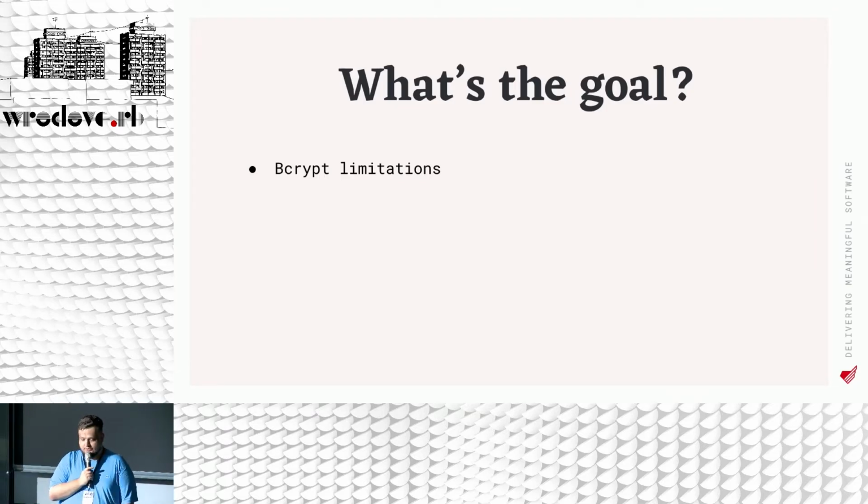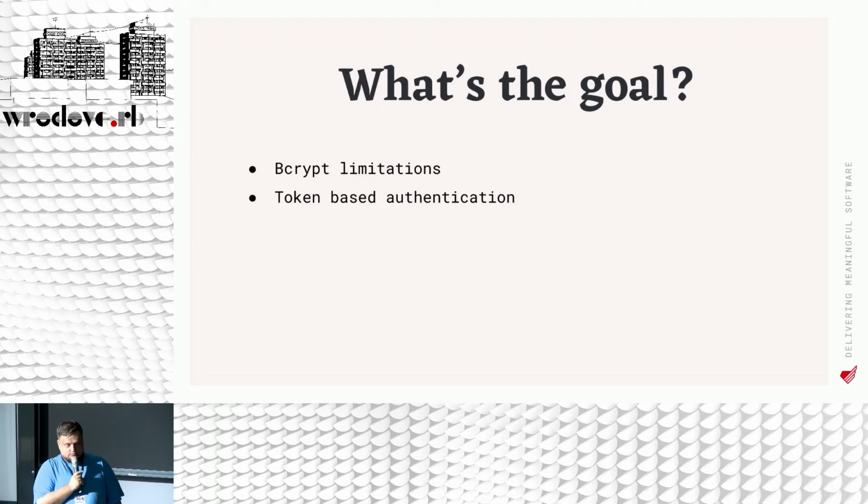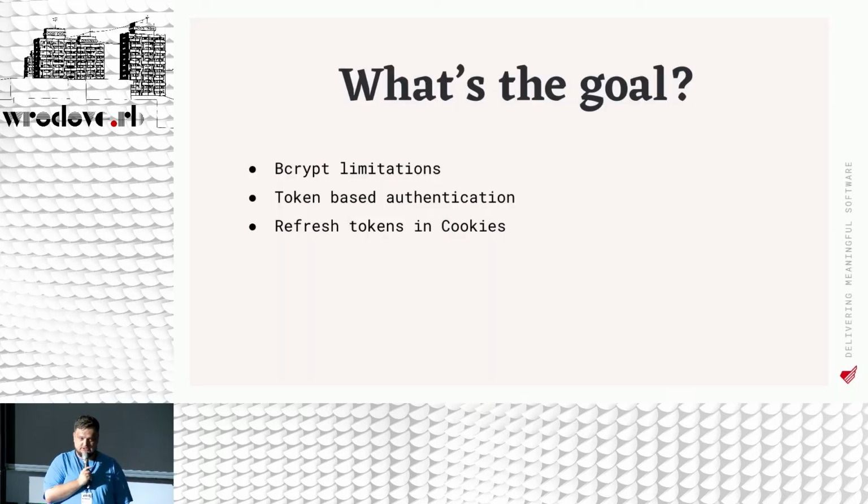Well, first I want to talk about the Bcrypt limitations. Bcrypt is a hashing library that Devise uses, and how Devise is misusing it. Then talk about how to do token-based authentication for APIs, because Devise is mostly for view-based applications, and because of how present mobiles are in everyday life, we need more and more APIs. How to do refresh tokens and why to put them in cookies.